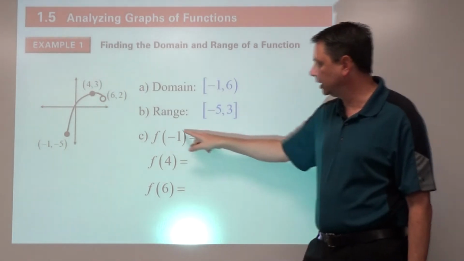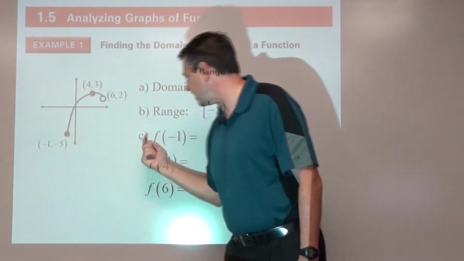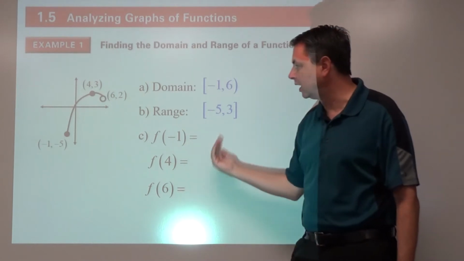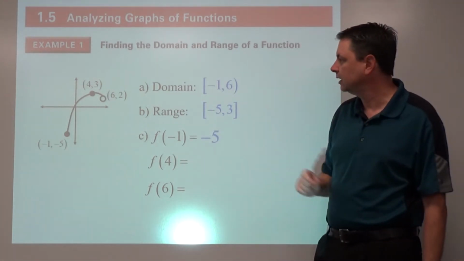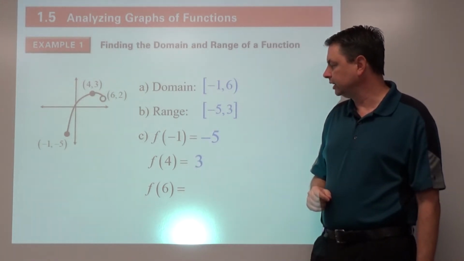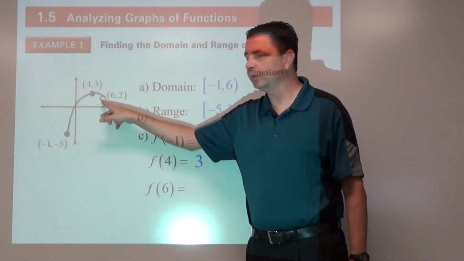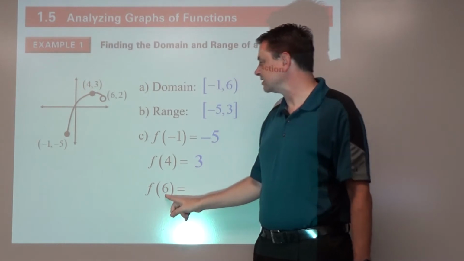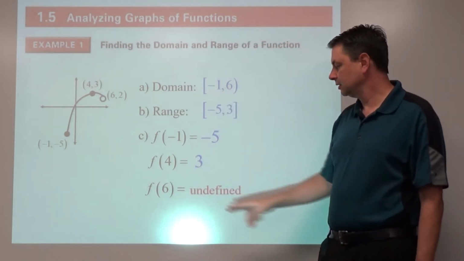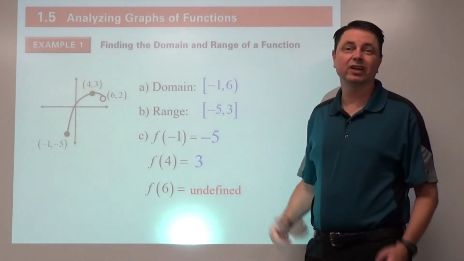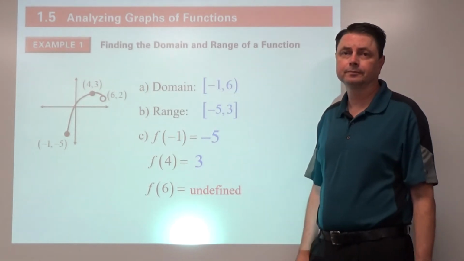F of negative 1, when x is negative 1, f of x really means y, so the y-coordinate is negative 5. F of 4 is 3. F of 6 is not 2. It's an open point. 6 is not in the domain, so that would be undefined. There is no value there.